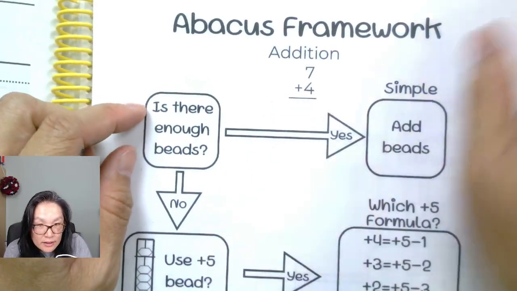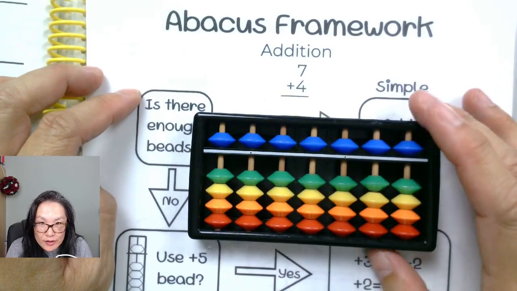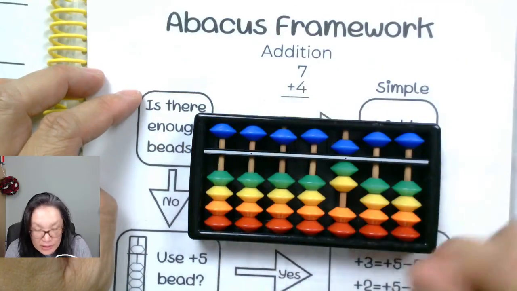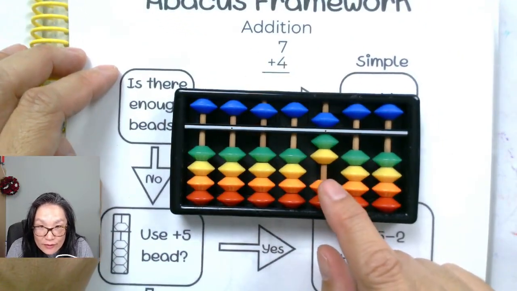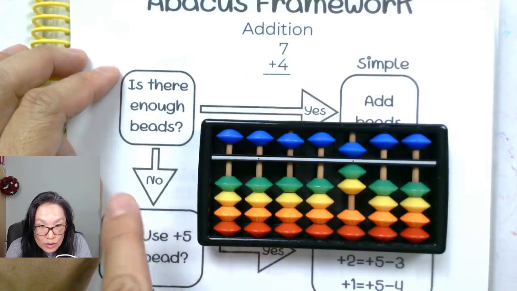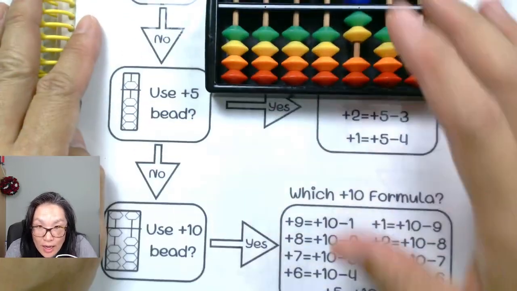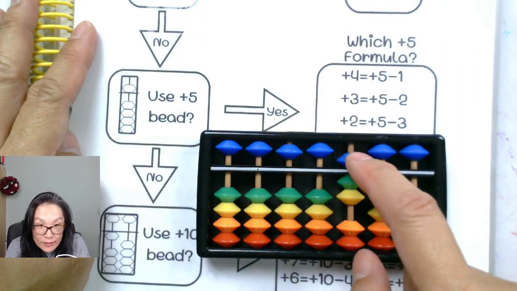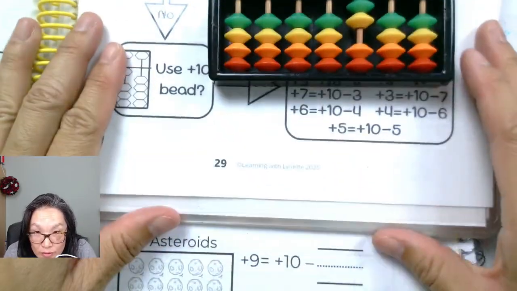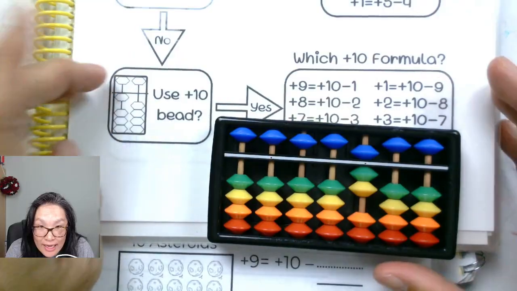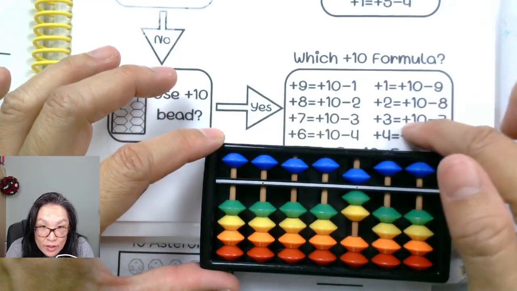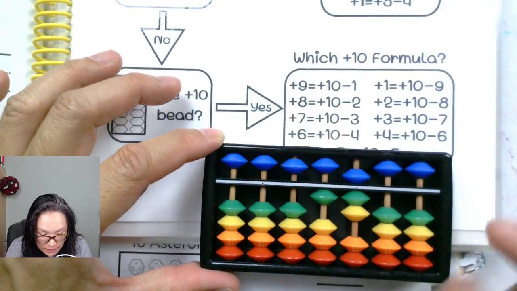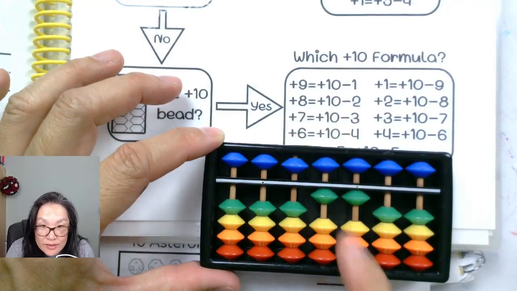So here is the question, right? Here is a sample question. Here is 7. When I have 7 and I add the 4, is there enough to add the 4? Yes or no? No. So what do? I have to check to see, can I use the 5 bead? Can I use the 5 bead? No. So what do? I go to my 10. Can I add the 10? Yes. What do? +4 is equal to plus the 10 minus the 6. Plus the 10 minus the 6. And my answer is 11.